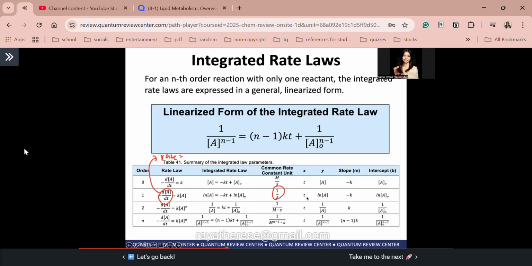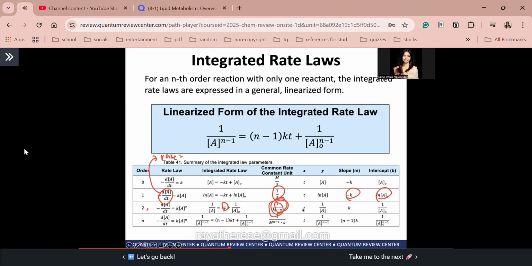Okay? So the X value for first order reaction is T, the time. Y naman, ln A, very straightforward, right? And then negative K ang slope, ln A naught naman ang intercept. Lastly, for second order reactions, okay? So we have here the rate law is Ka squared, kaya nga second order, diba? So the integrated rate law is 1 over A is equal to Kt plus 1 over A naught. Very notable, guys, wala siyang negative sign, okay? And the common rate constant unit is 1 over M times S, again, 1 over M times S, so, okay?